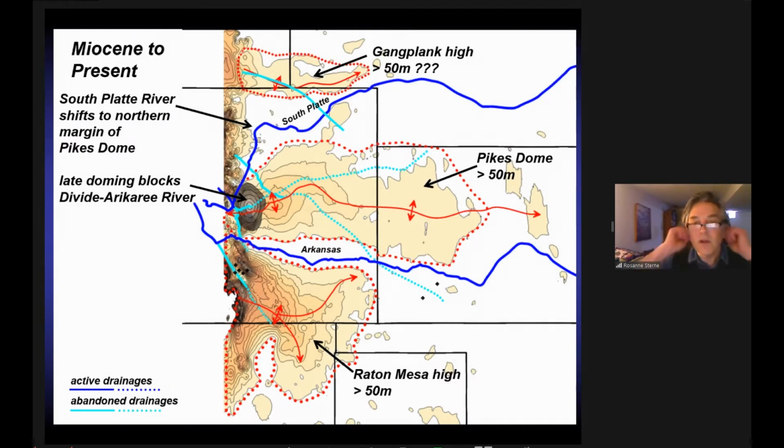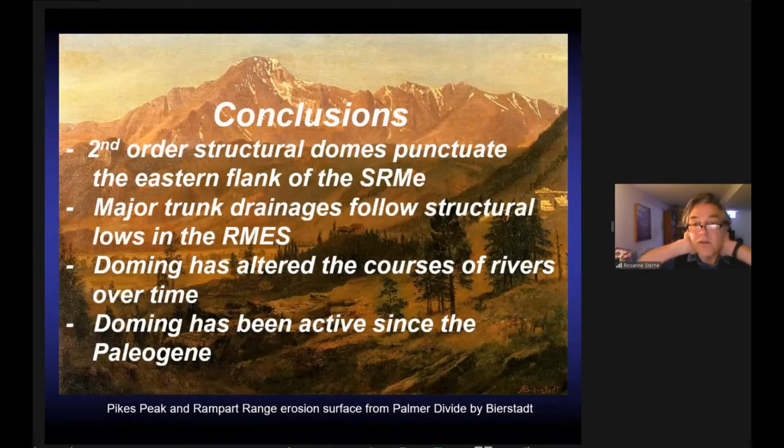So the conclusions for that are these second-order structural domes punctuate the eastern margin of the Southern Rocky Mountain Epeirogen, and they are structures. The major trunk drainages follow structural lows in the RMES. The doming has altered the course of rivers over time, and the doming has been active since the Paleogene.